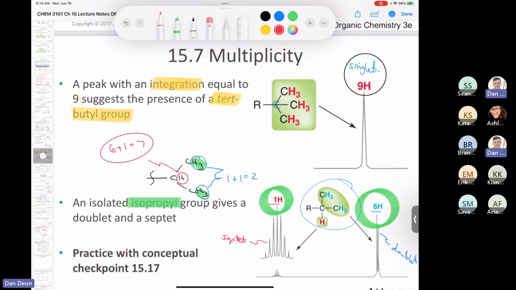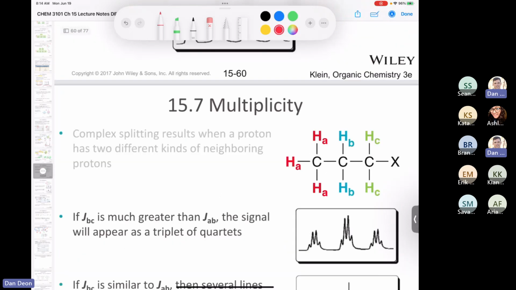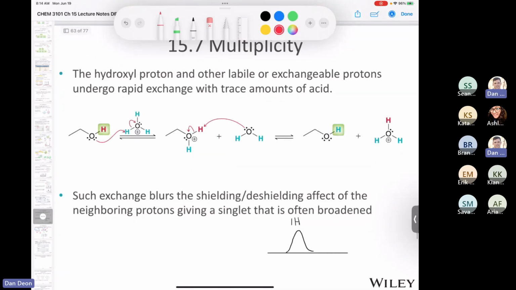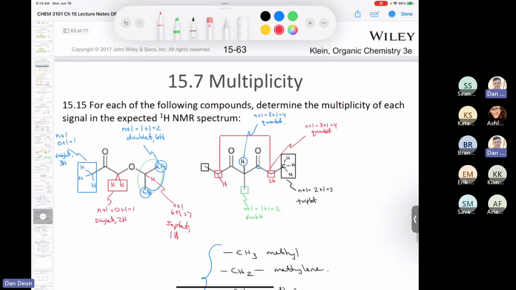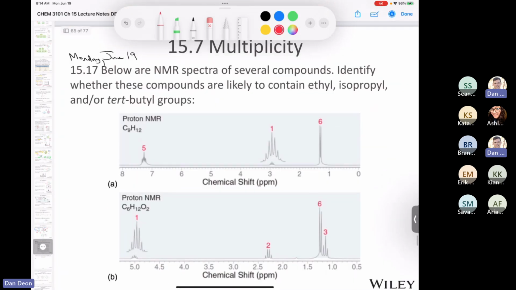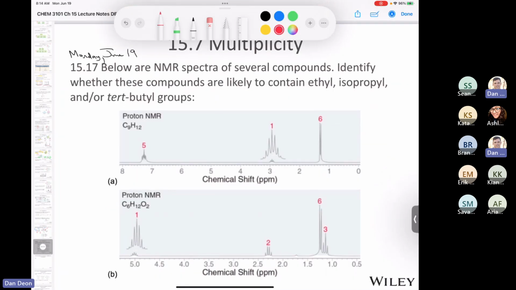Anything about that? Okay, so let's move on to question 15.17, and then I'll come back to complex splitting. So let's go down here, question 15.17. Here it is. It says, below are some NMR spectra. Identify whether these compounds are likely to contain an ethyl group. So remember, an ethyl group is CH2, CH3. An isopropyl group. So an isopropyl group is a methine that has 2 methyl groups attached to it.